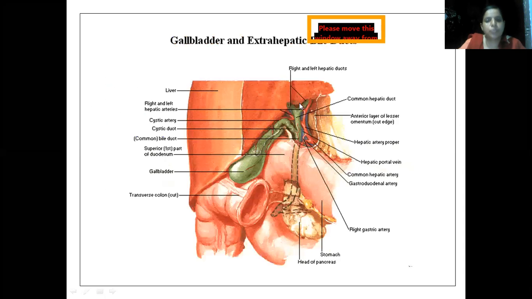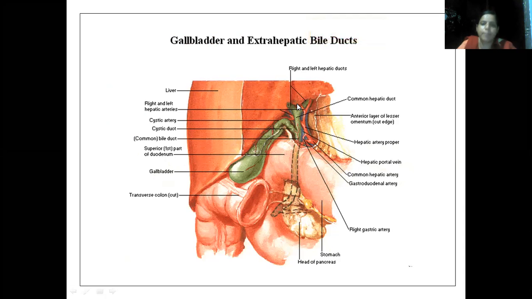First of all, you should know the components of the extrahepatic biliary apparatus. See, this is one of the lobes of the liver. This is the right lobe and this is the left lobe. This area is actually the porta hepatis, which I have explained to you when we were doing the visceral surface of the liver.